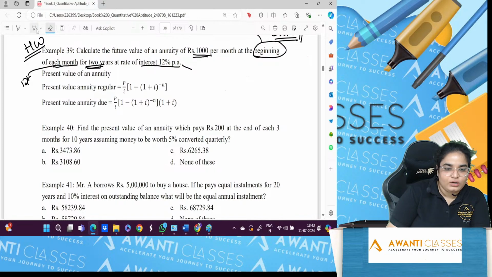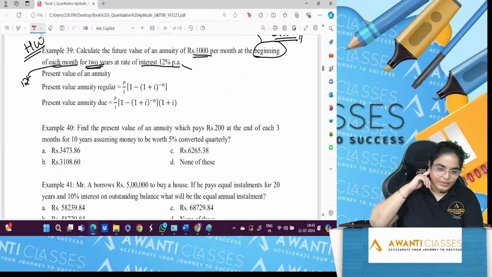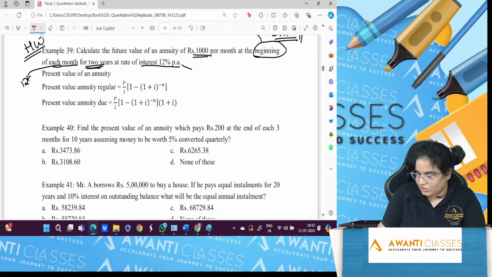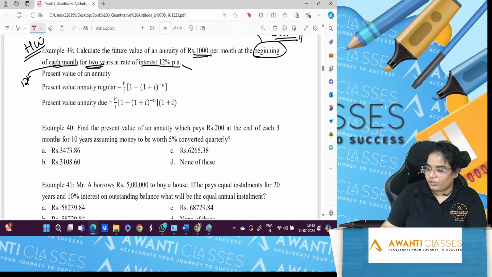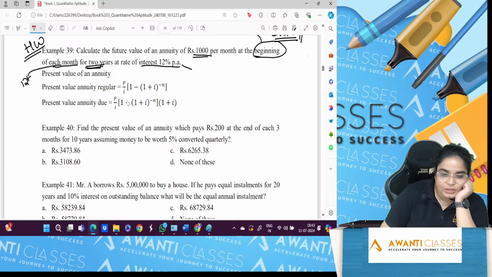Now, next topic shall we do or should we solve some more questions? Let us move to the next concept so that we can finish it off.